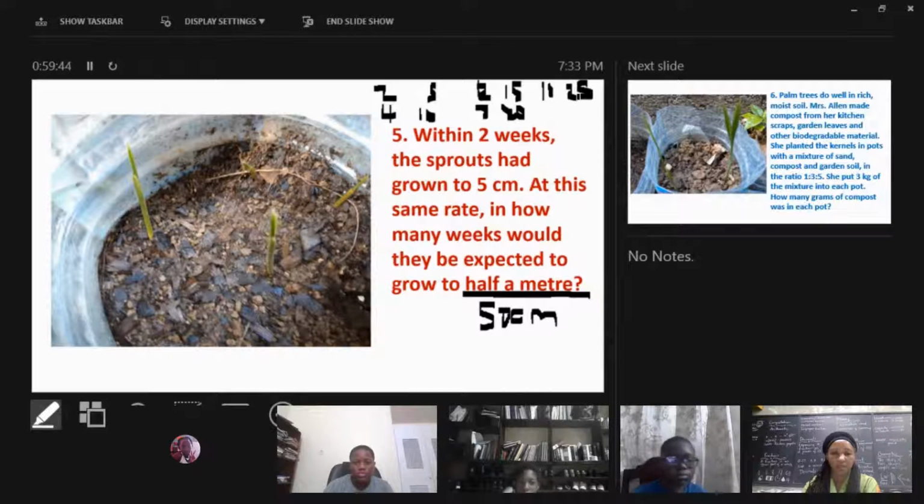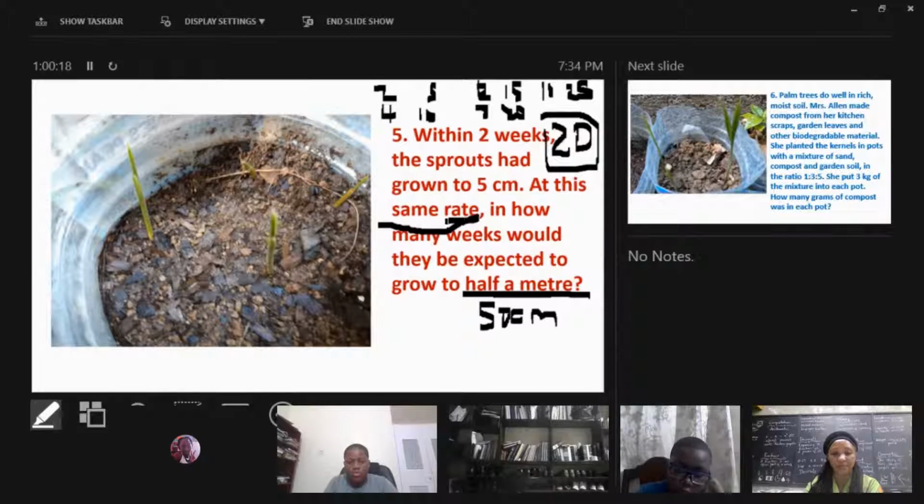Okay. So if 10 weeks it got to 25, do you see a relationship between the 25 and the 50? Yes, miss. 25 can go into 50, so that's 2. And miss, into the 10th week, we will multiply that by 2. So it'll be 20 weeks. Okay, so 20 weeks. So John was doing it step by step. He said, okay, 2 weeks, 5 centimeters. So in 4 weeks, it will be 10 because you're saying at the same rate.